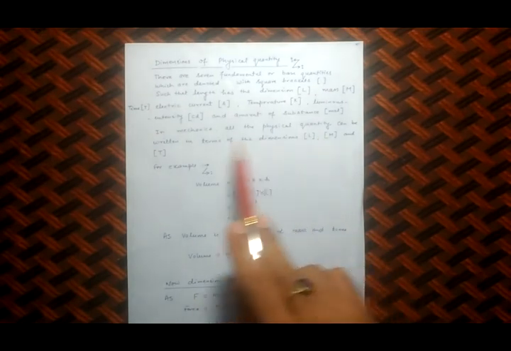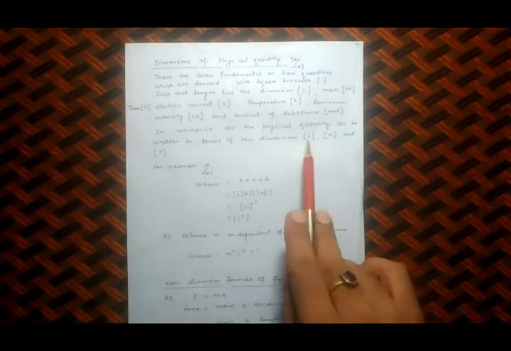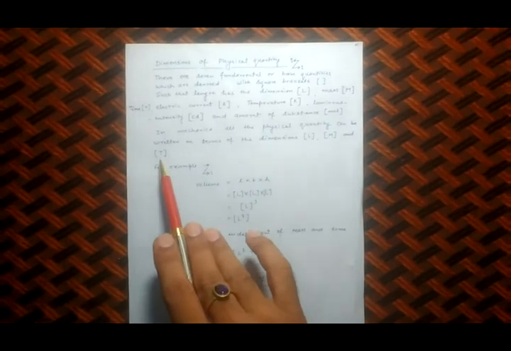So in mechanics, what is mechanics? Mechanics is also a branch of physics. So in mechanics, all the physical quantities can be written in terms of dimensions L, M and T. We will define all physical quantities in these 3 dimensions, L for length, M for mass, T for time.